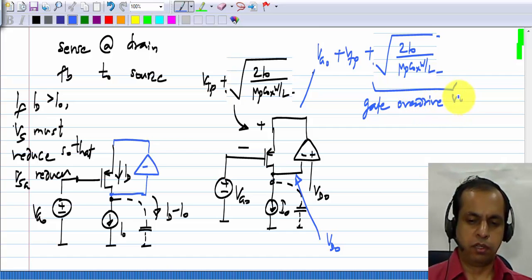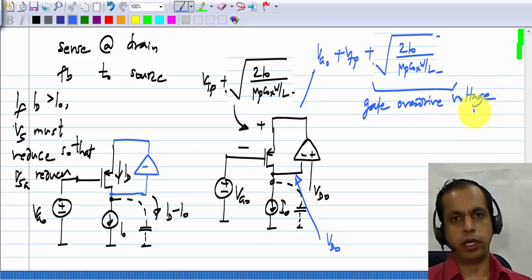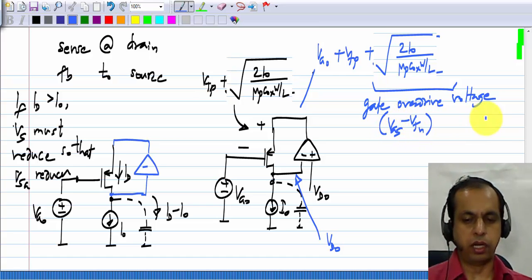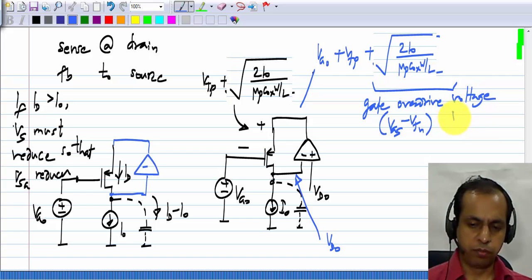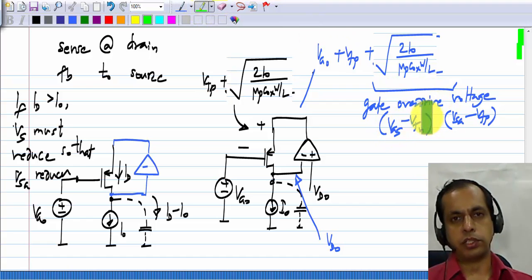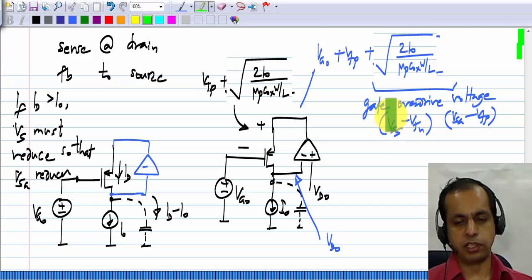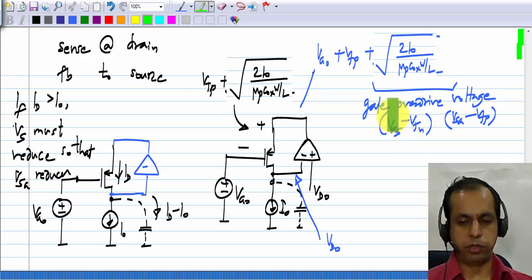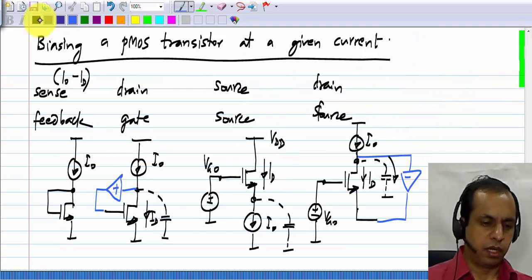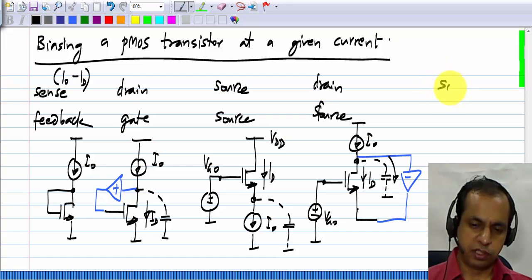overdrive voltage. Okay, basically it is VGS minus VTN in case of an NMOS transistor, or VSG minus VTP in case of the PMOS transistor. It's basically the amount of excess voltage after turning on the MOS transistor that is present. Okay, to turn on the MOS transistor you need a threshold voltage, and beyond that you have this amount, and that's called the overdrive.